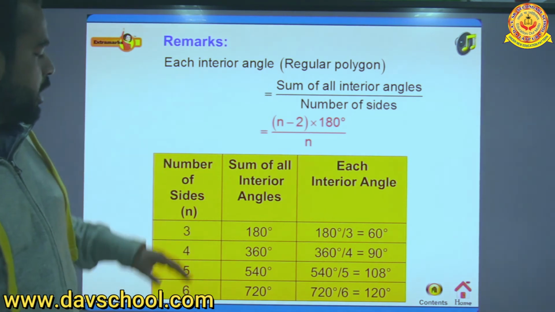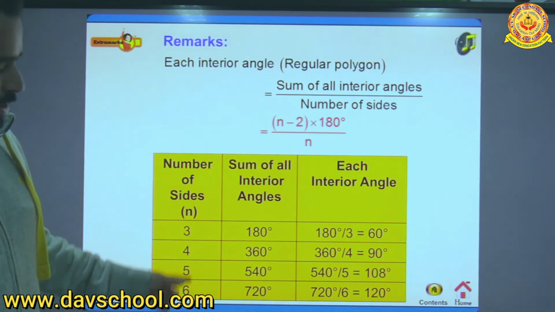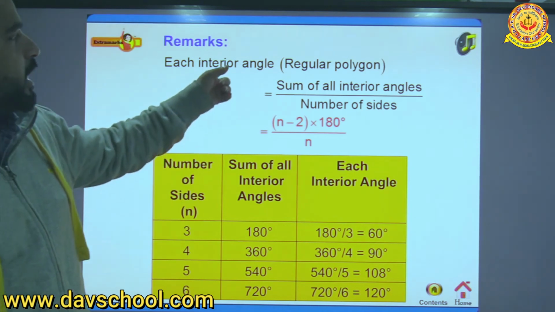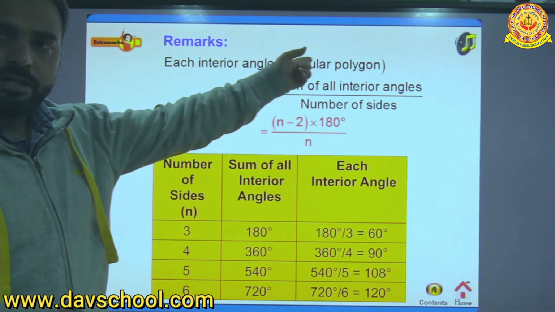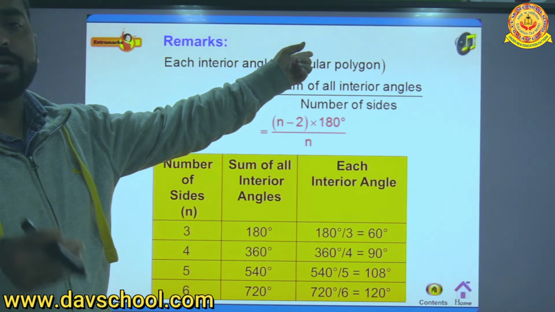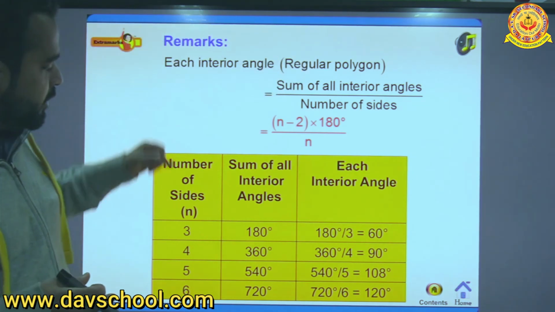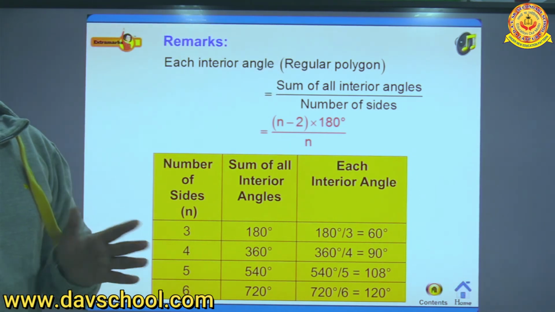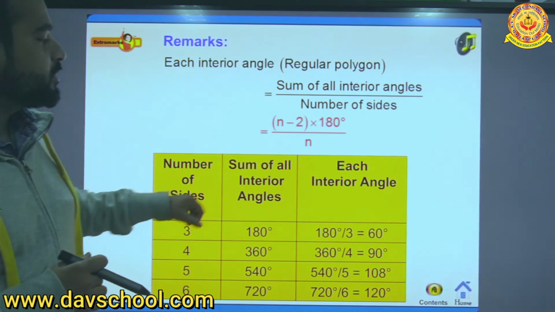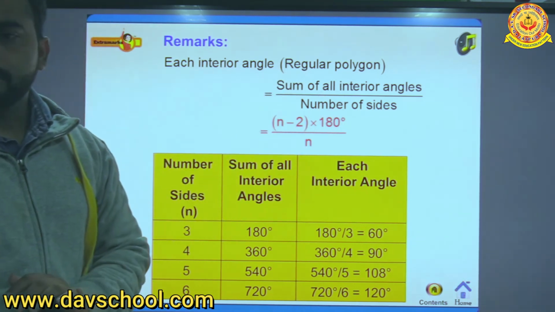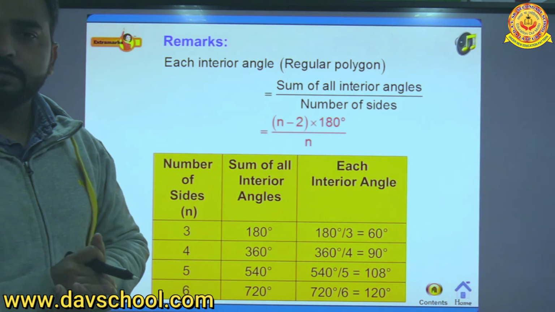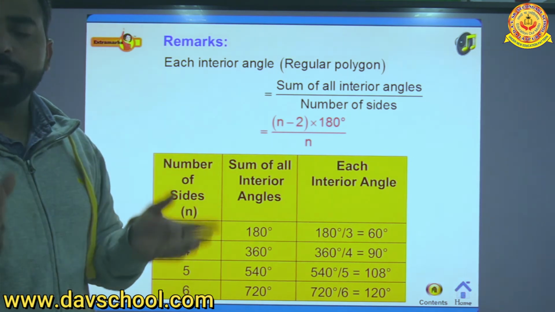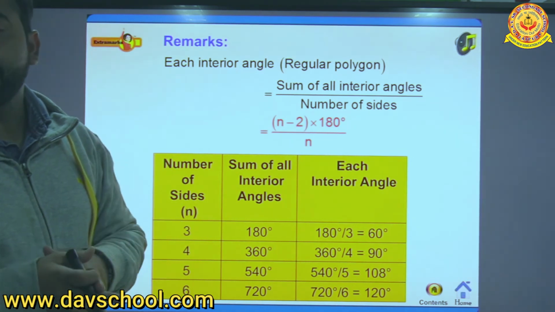So in an equilateral triangle, why are we calling it an equilateral triangle? Because we know that when we are finding each interior angle, the sides must be equal. So when the number of sides is 3, that means it is an equilateral triangle. In an equilateral triangle, each angle will be 60 degrees. We have to just divide the sum of all interior angles by 3.